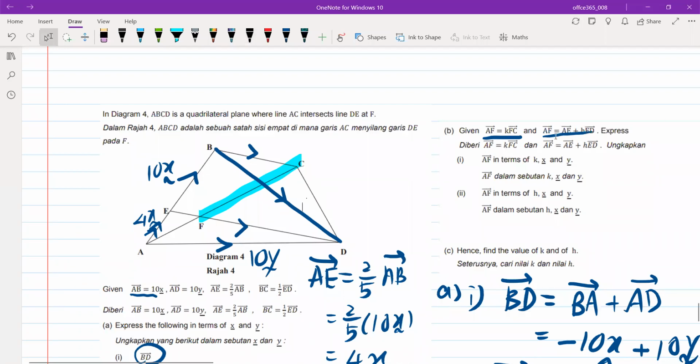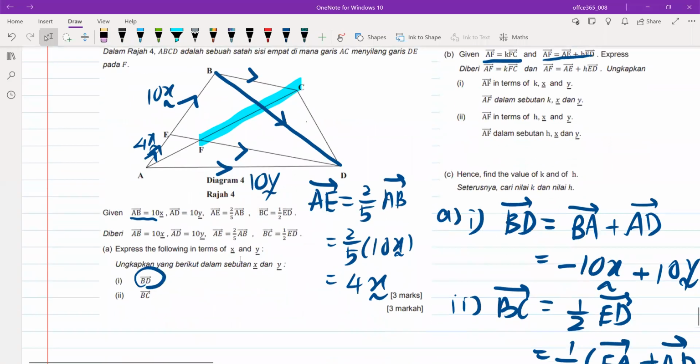And AF is what? They give you AF equal to k times FC. They want AF, so you focus on AF equals k times FC. For FC, which triangle is the best? FD and DC only. Do you know how to find FD? Do you have the information to find FD?